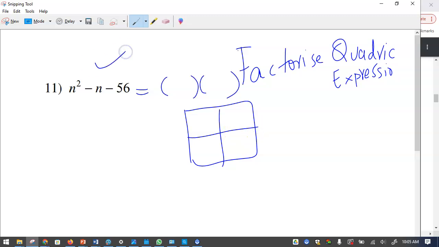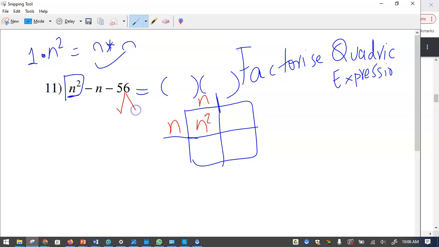If you see this, the very first term is n squared. It means it is 1 times n squared. It means it is n times n. So the only option that is left for us here is to put an n here and an n here, and n times n is n squared. And the last number is minus 56. That will go directly here, minus 56.